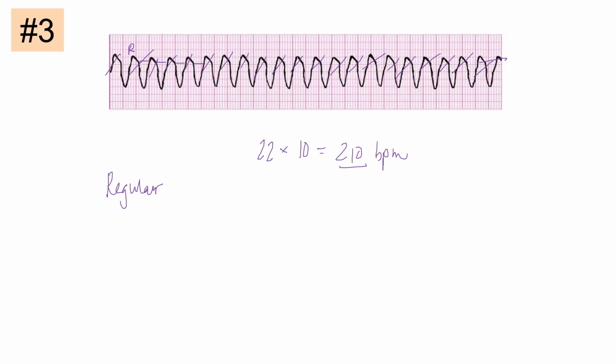We can't really see a P wave. I don't see a P wave here. So this means that it's a ventricular rate. So this is ventricular tachycardia with the rate of 210 beats per minute. Some would say that this looks like tombstones, that shape kind of like this. Okay, so ventricular tachycardia, regular rhythm with 210 beats per minute.